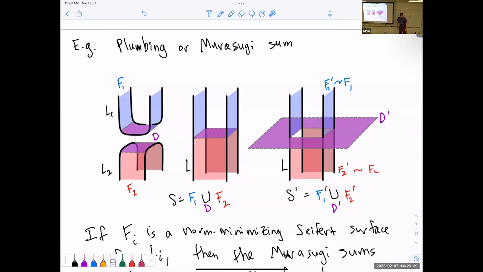And if you think about it for a minute, you can see that these two surfaces you create, well, you get the same link, but the two surfaces can be made disjoint from each other. And so you get two natural surfaces for this resulting link.